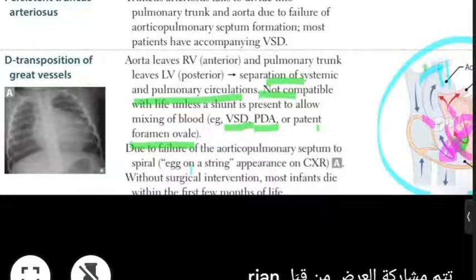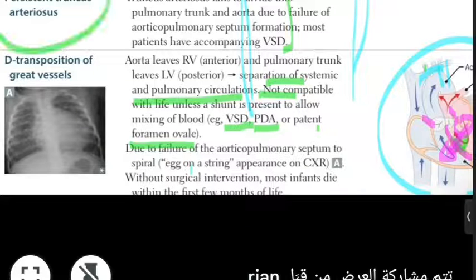Now, due to the failure of the aorticopulmonary septum to spiral, we talk about this one. Here you have the aorticopulmonary trunk in the embryo, okay? In the embryo you have this aorticopulmonary trunk, and then you have the septum. Yes, you have the septum. So it will not be persistent truncus arteriosus. You already have the septum between them.